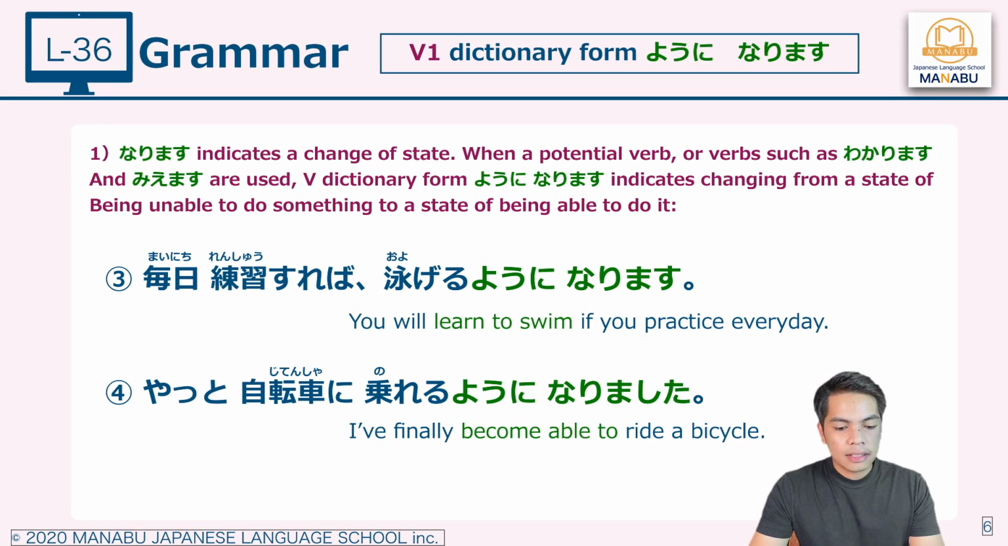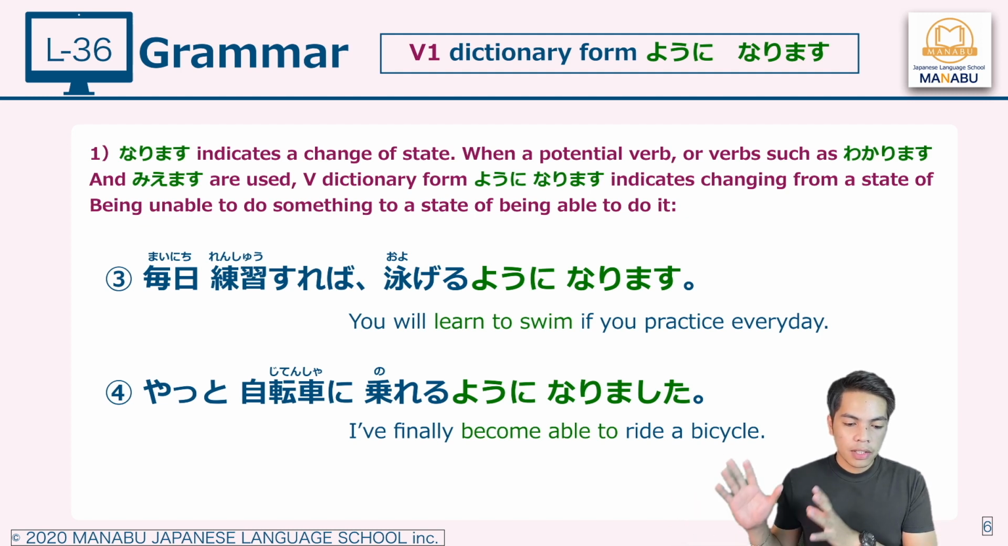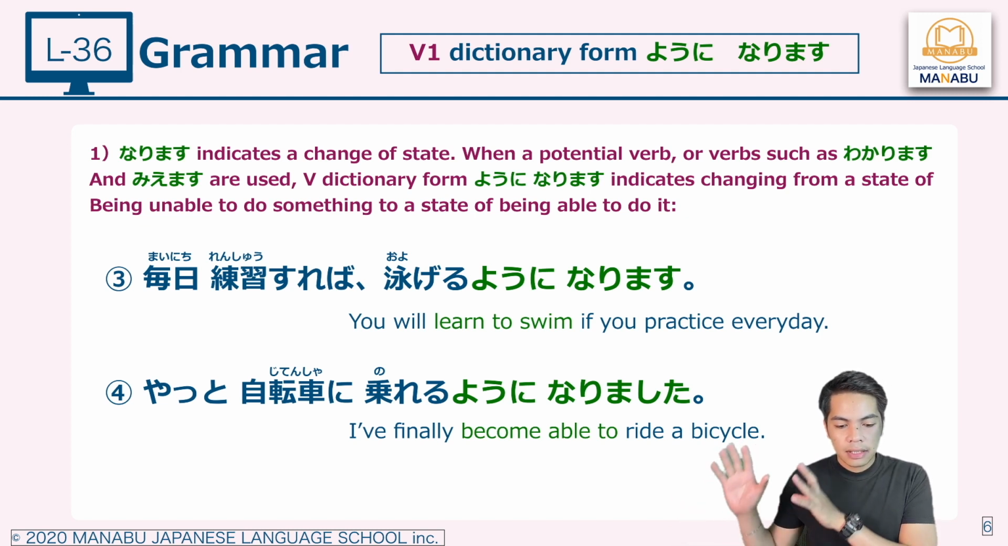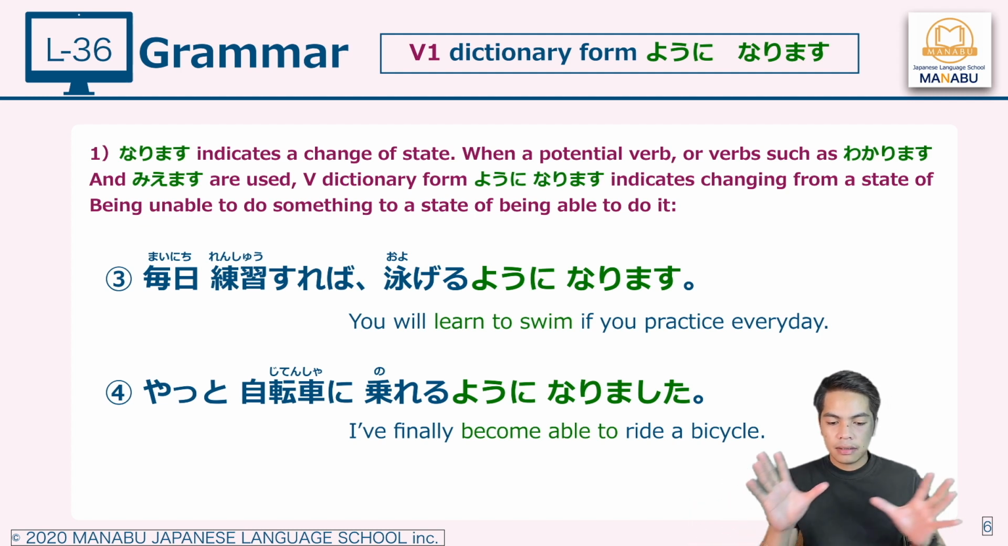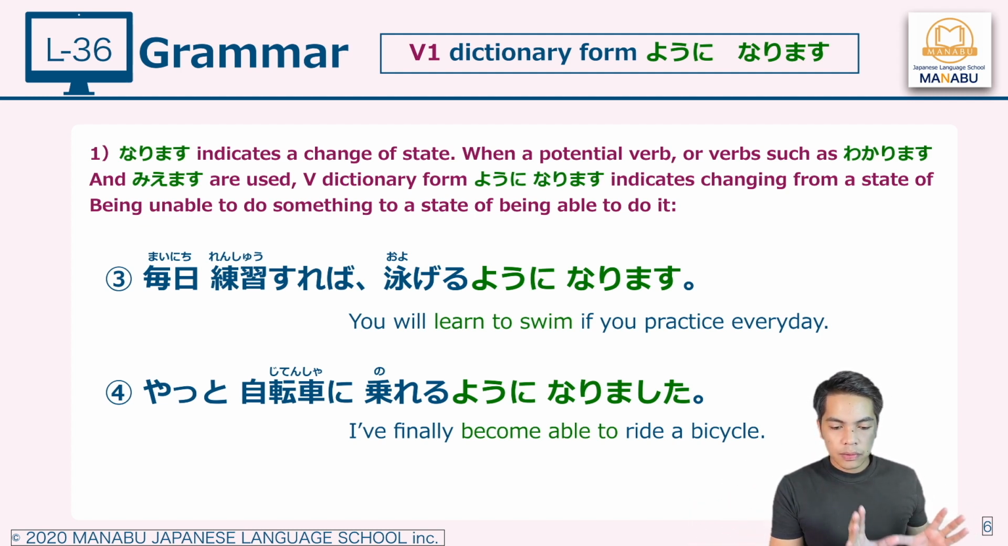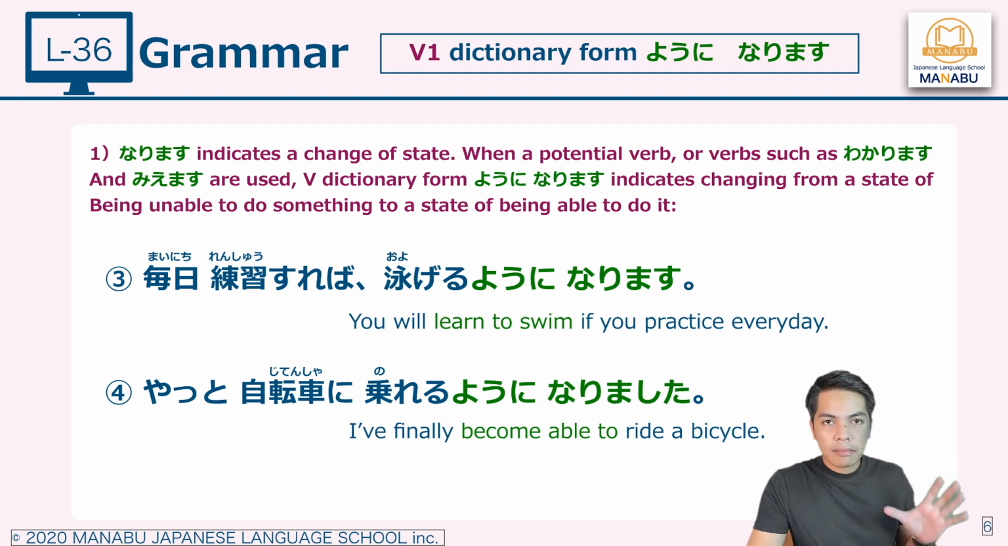Grammar point number 2, verb dictionary form yoni narimasu. Narimasu can indicate a change of state. When potential verbs or verbs such as wakarimasu and miemasu are used, verb dictionary form yoni narimasu indicates changing from a state of being unable to do something to a state of being able to do it. So in other words, before, you cannot do the action noted by the verb, but now you are able to do the action denoted by the verb. Yoni narimasu.